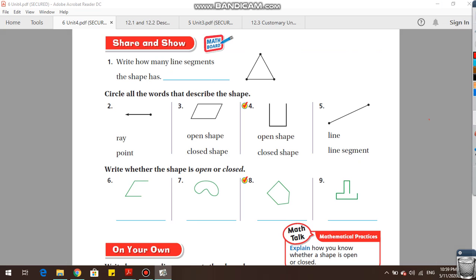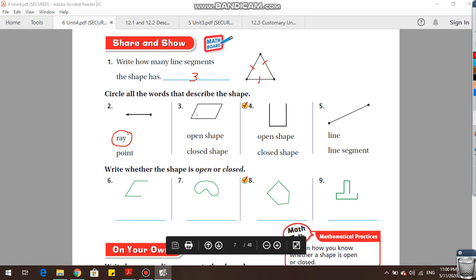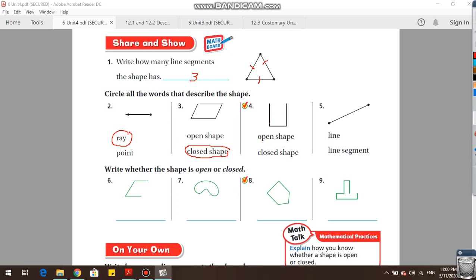Write how many line segments. In number 1, the shape has how many lines? 1, 2, 3. So I'm going to write 3. Now circle all the words that describe the shape. Okay, I have here, what is the shape? Yes, it's a ray. Number 3, is it an open shape or a closed shape? Closed shape. Now here, open or closed? Open. And here, is it a line or a line segment? Look, I have end points. I have two endpoints, so it's a line segment.